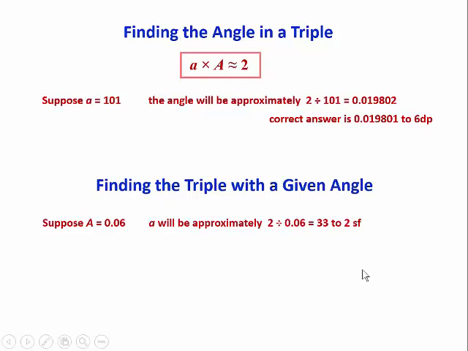So 2 divided by 0.06 is 33, to two significant figures. And therefore the triple will be 33, 544, 545. So we can generate triples from angles and angles from triples. Once we've got our 33, we can apply Tirthaji's method from before for the difference of two squares to come up with the other numbers.